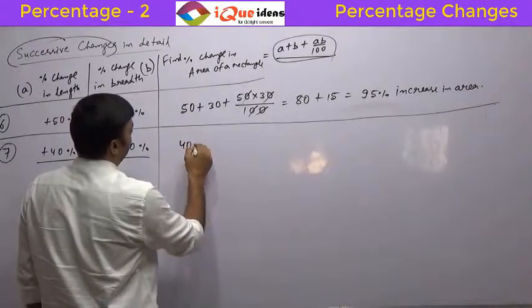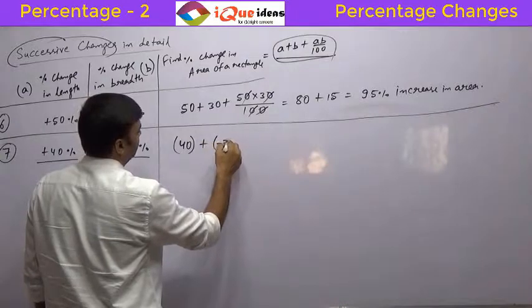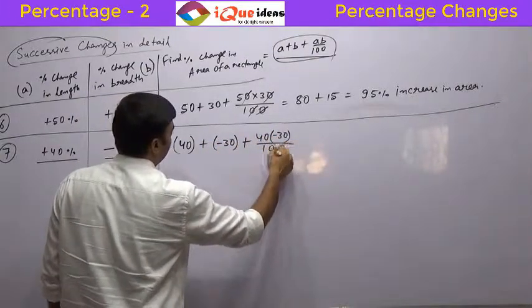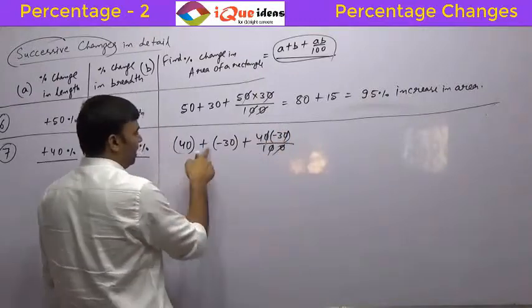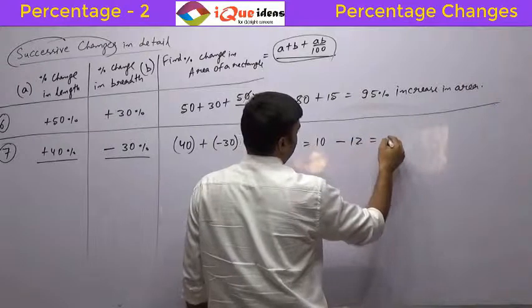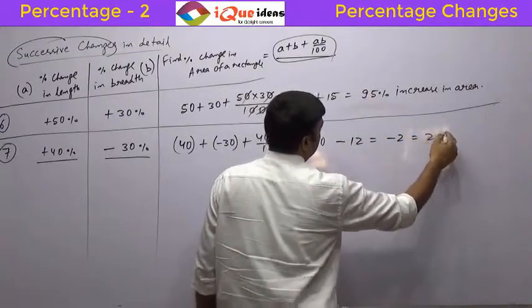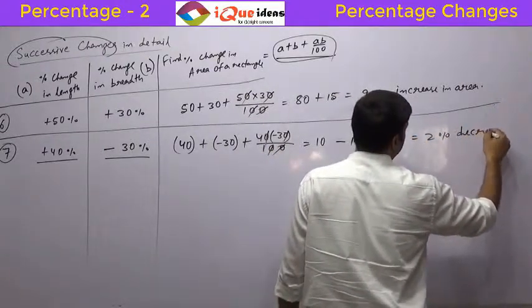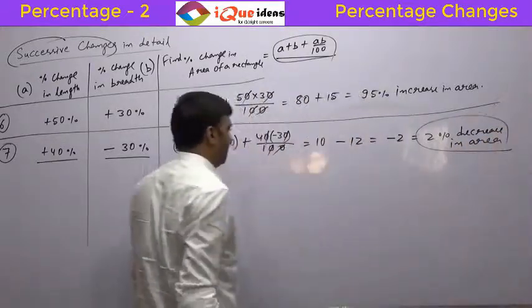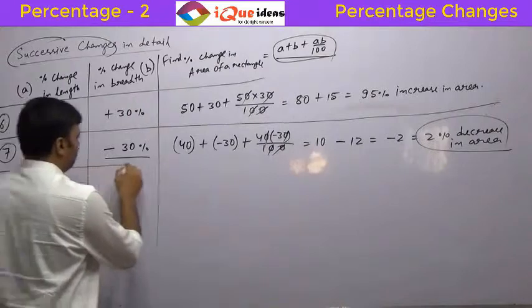So it is 40 plus minus 30 plus 40 into minus 30, divided by 100. 0 and 0 are cancelled. 40 minus 30 is 10. 4 into 3 is 12 and minus sign. So 10 minus 12, that is minus 2. This means 2% decrease in area. Okay. Be really careful. Let's take one more example.